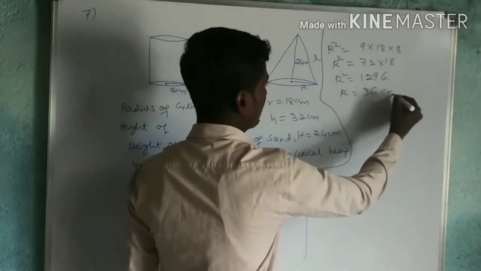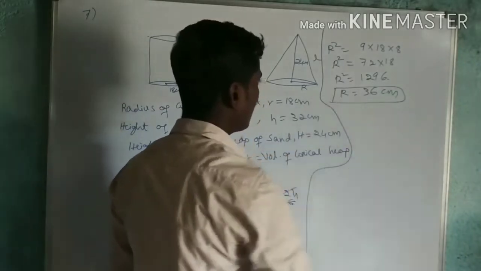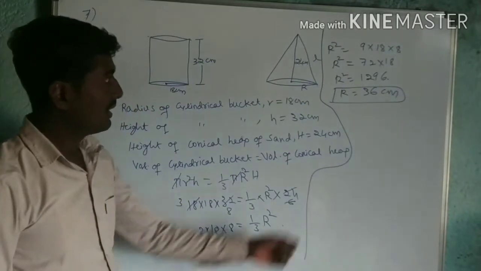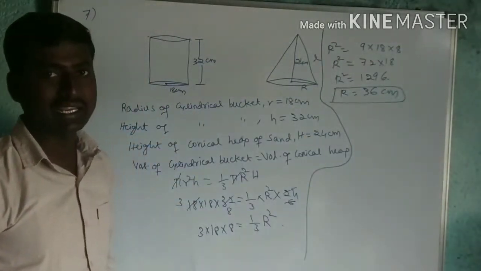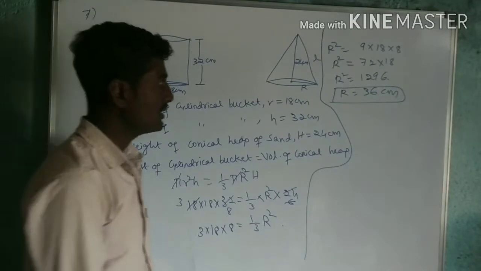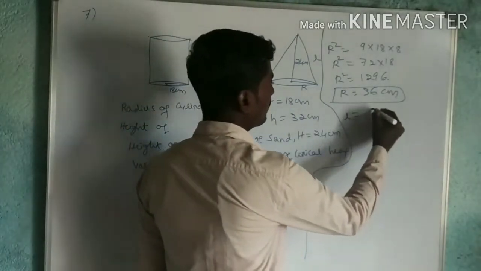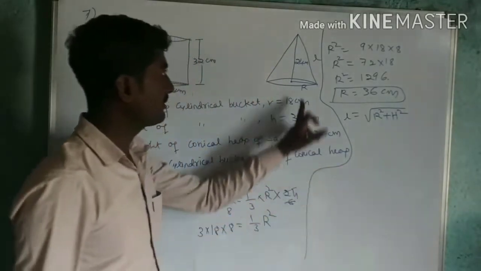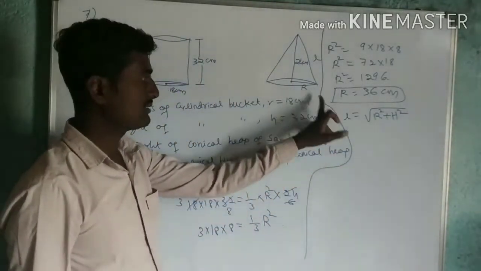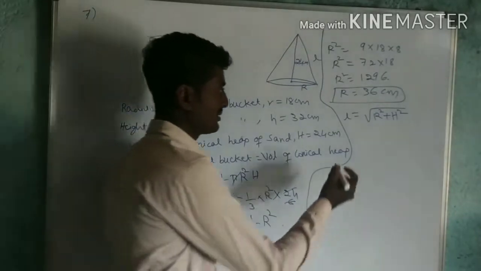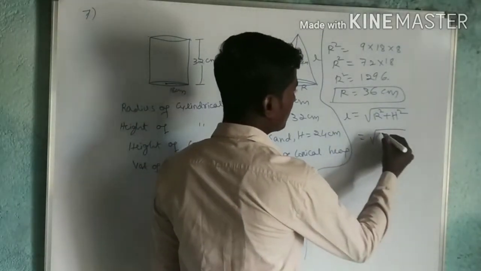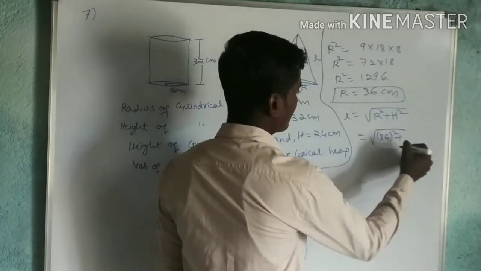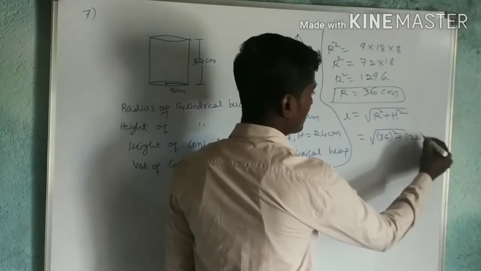36 centimeter. So here I got the value of R, that is radius of conical heap is 36 centimeter. And also they ask you to find the slant height. You know the formula. Slant height L is equal to under root of R square plus capital H square. Here I have taken capital H, and this is capital R. Substitute the values. Now this is root of 36 square plus H square, that is 24 square.